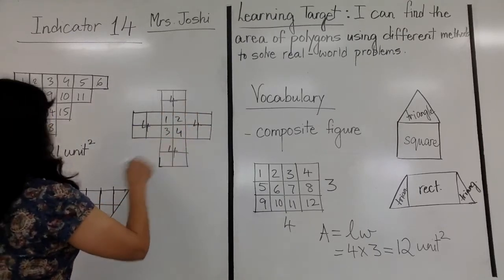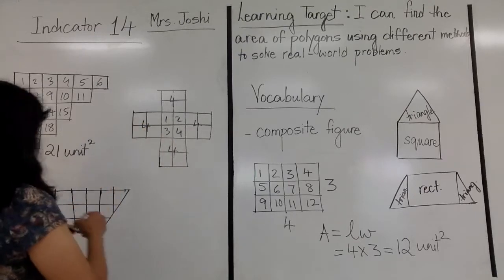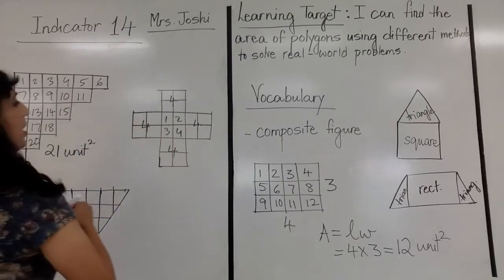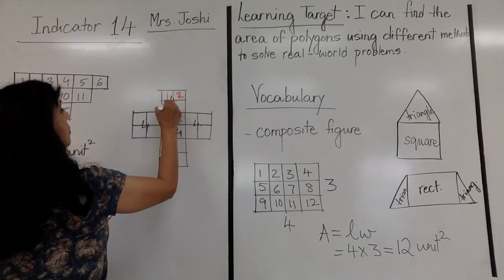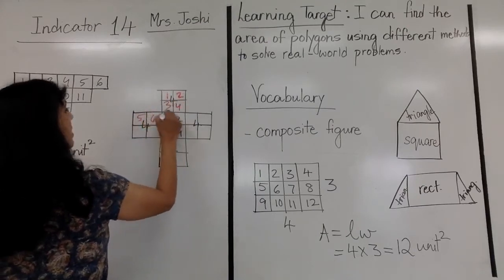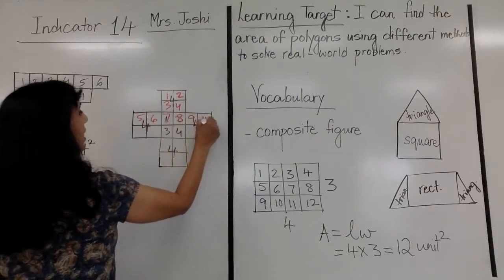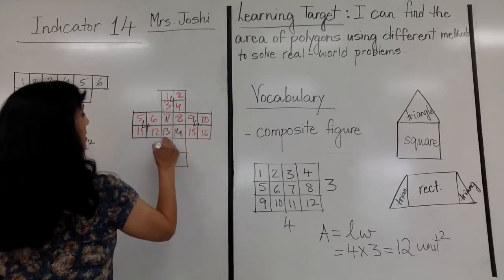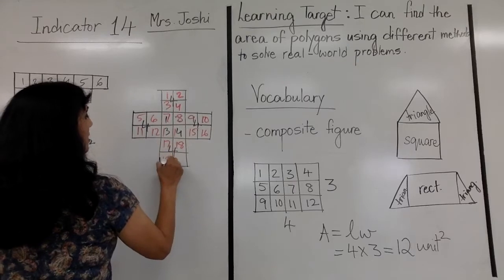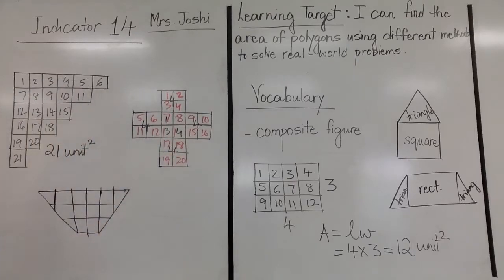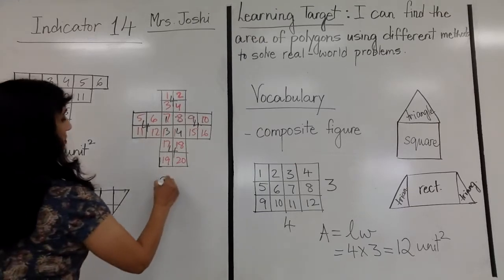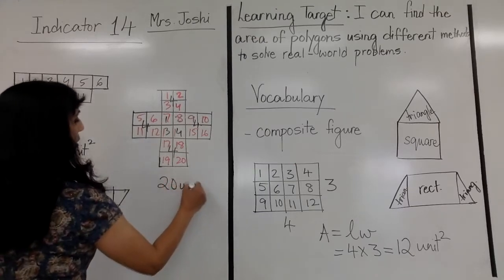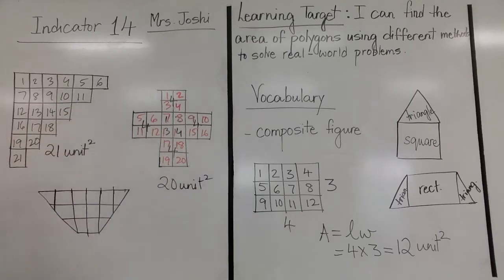So, or I could have just gone this way. I could have done 1, 2, 3, 4, 5, 6, 7, 8, 9, 10, 11, 12, 13, 14, 15, 16, 17, 18, 19, 20. So that's another way that you could have counted. Okay, so this would give me 20 unit squared.